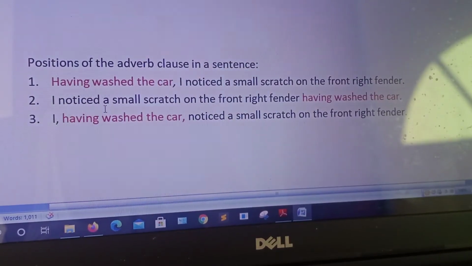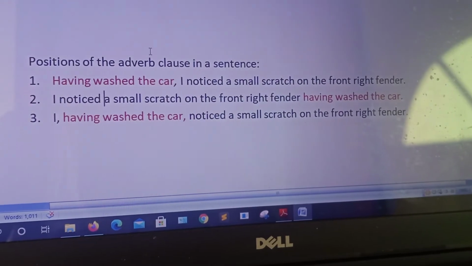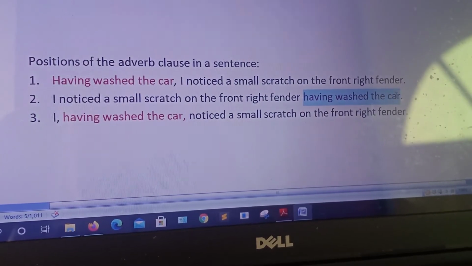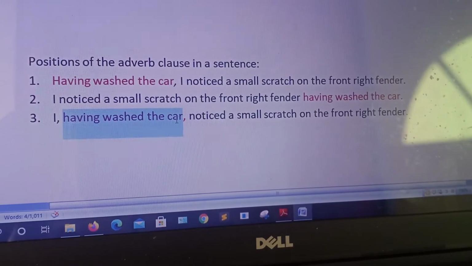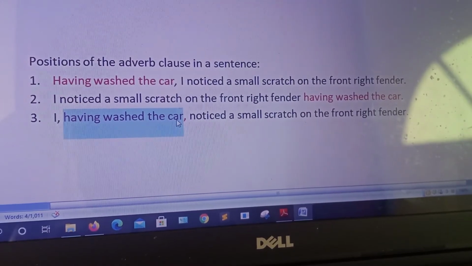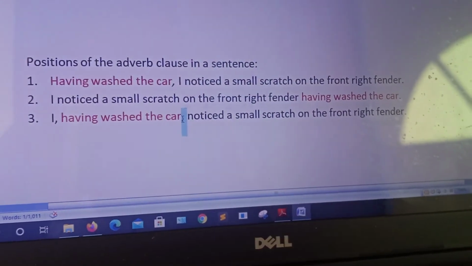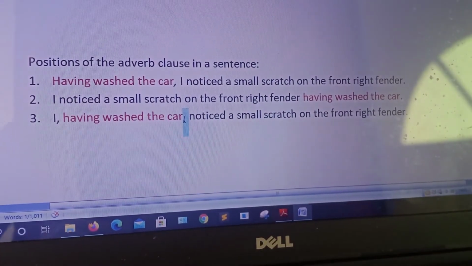Now see the position of the adverb clause in a sentence. See, different positions. We can have the adverb clause at the beginning of the sentence. We can have the adverb clause at the end of the sentence. We can even have it after the subject. But whenever we keep the adverb clause after the subject, we need to set it off with commas. See the commas here and here. So it is all about the reduction of adverb clauses.